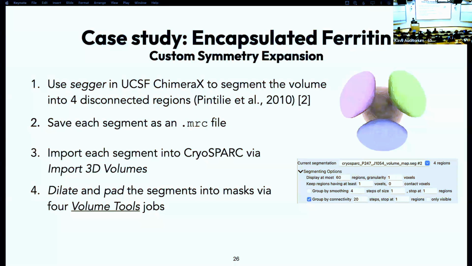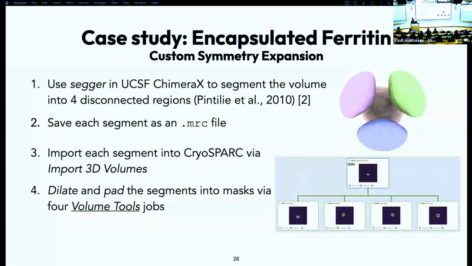I used the volume tools job for this. In this case study, I dilated the masks only by about 2 voxels, since you can see the 1.0 threshold is shown there, so they're already quite generous. And then I applied a pretty big soft padding of 16 voxels on top of this.